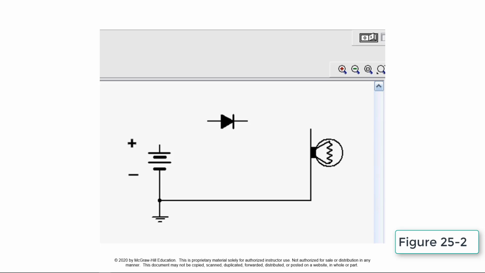The simulation is turned on to observe the biasing characteristics of a diode. When the diode is connected forward biased, the current flows and the light turns on. When the connections to the diode are reversed, no current flows and the light is off.